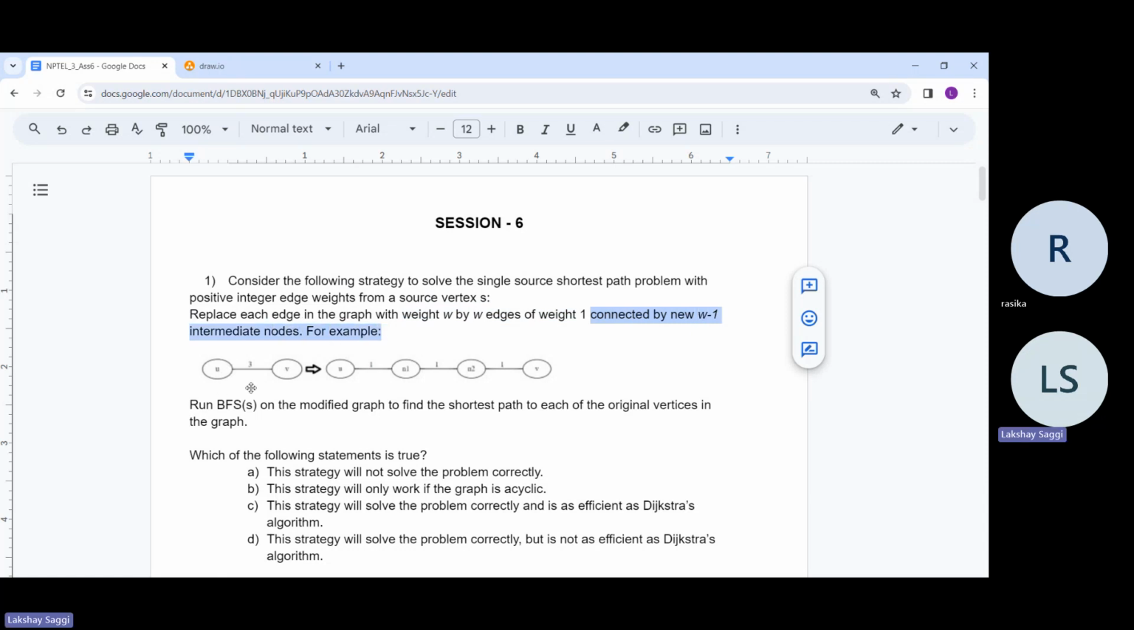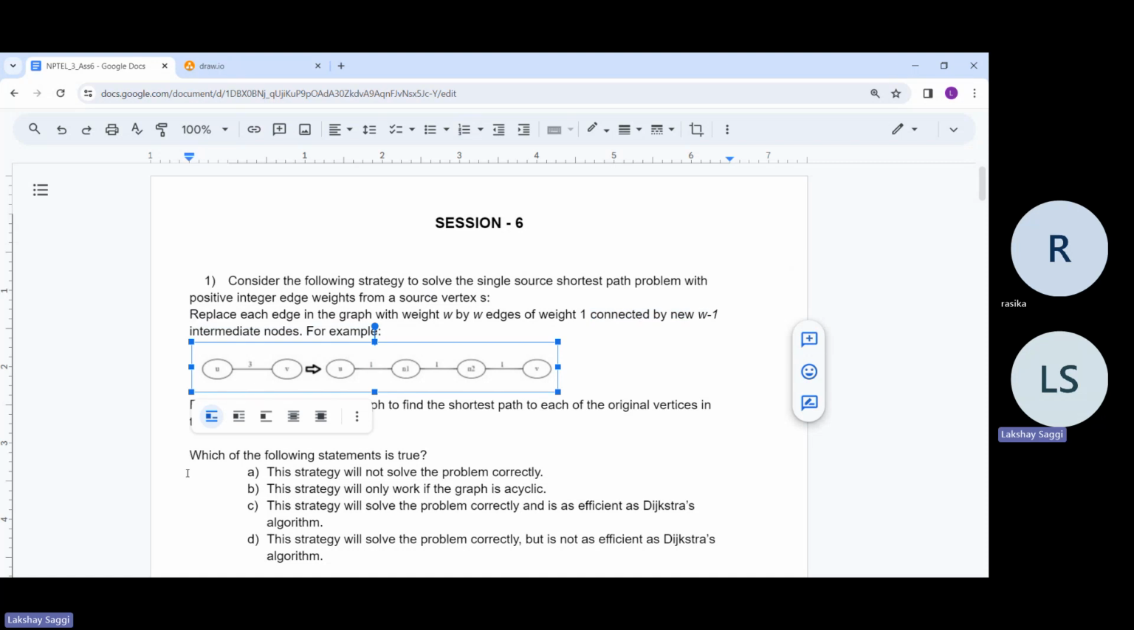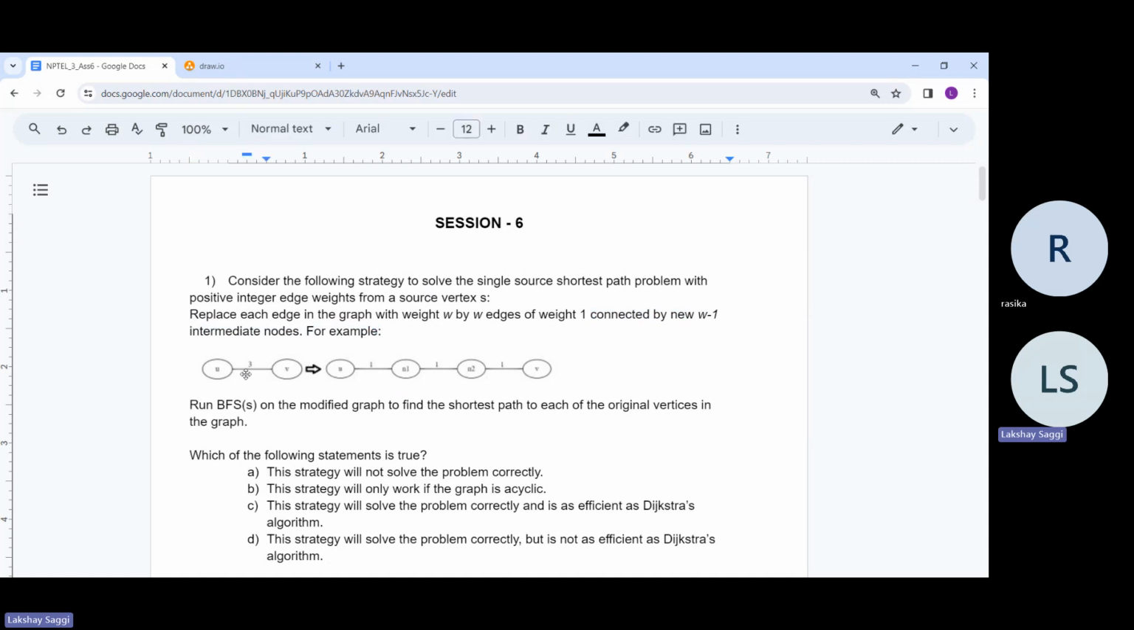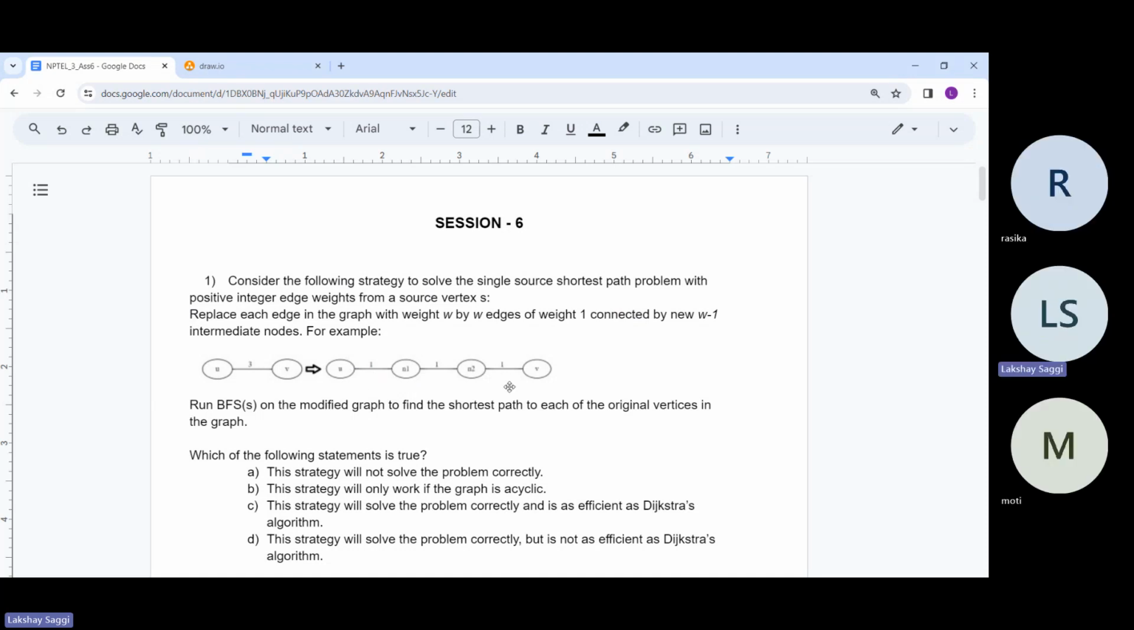So for example, you can see here that initially suppose U and V had an edge between them of, let's say, weight 3. Then what we do is we insert, let's say, two new nodes N1 and N2, such that U and N1 have an edge of weight 1 between them, N1 and N2 have a weight of 1 between them, N2 and V have a weight of 1 between them. So we can split this edge of weight 3 into three edges individually of weight 1.